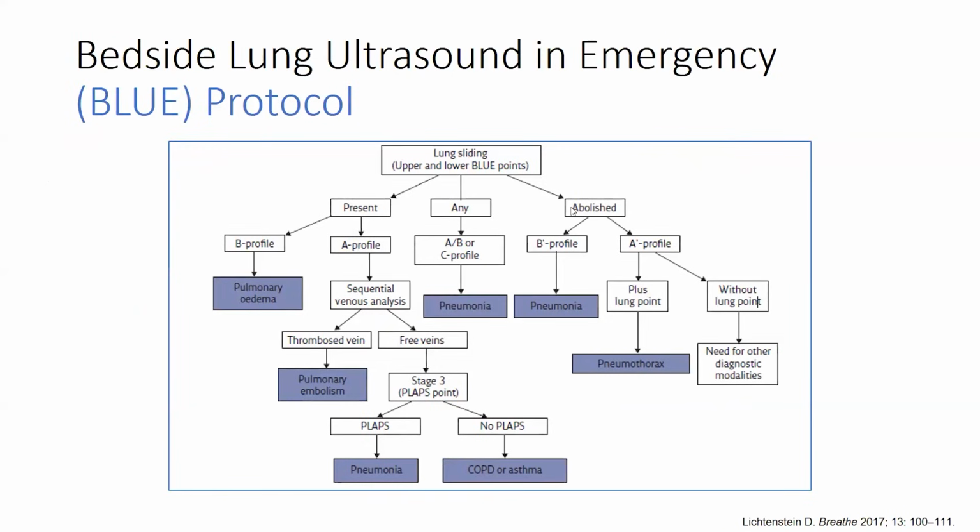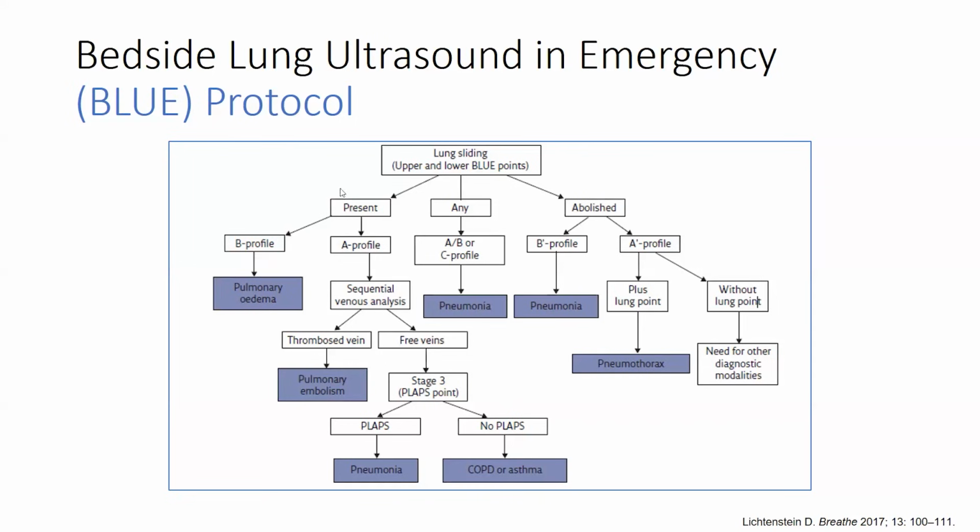So this is the flowchart of the BLUE protocol, where the first thing that we have to see is whether lung sliding is present or not, which we see in the upper and lower anterior chest wall points that we saw in the first few slides.